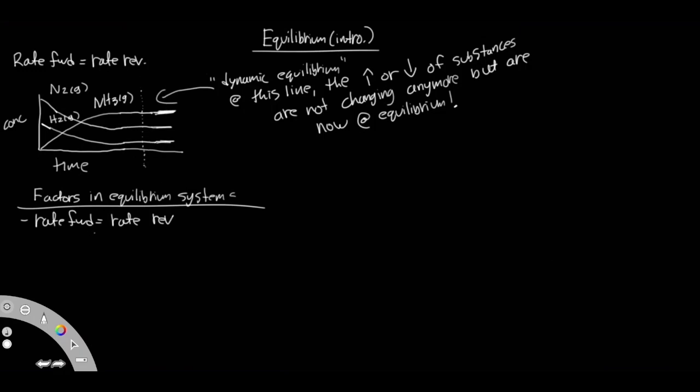Okay, and then next one would be the macroscopic properties are constant. Okay, macroscopic means obviously macro, what you can see with the eye, so macroscopic as opposed to microscopic, right? So macroscopic properties are constant.